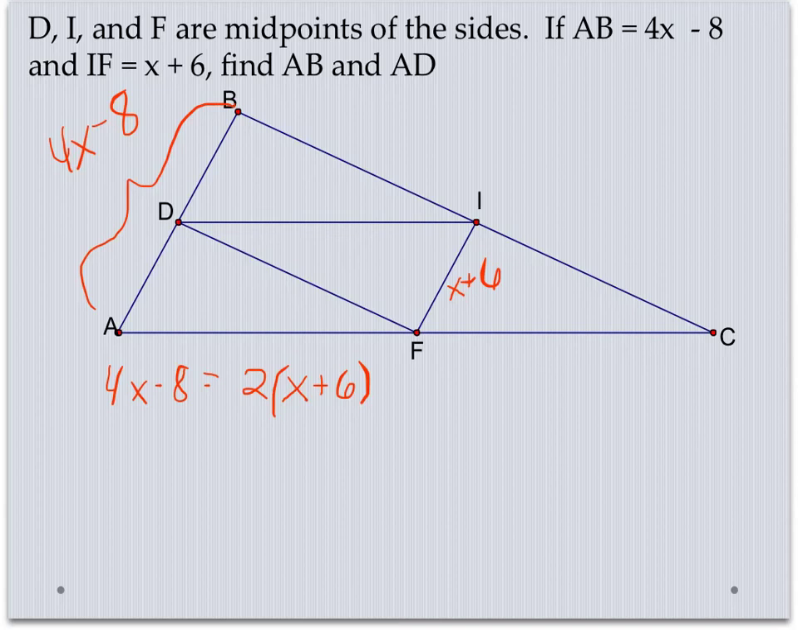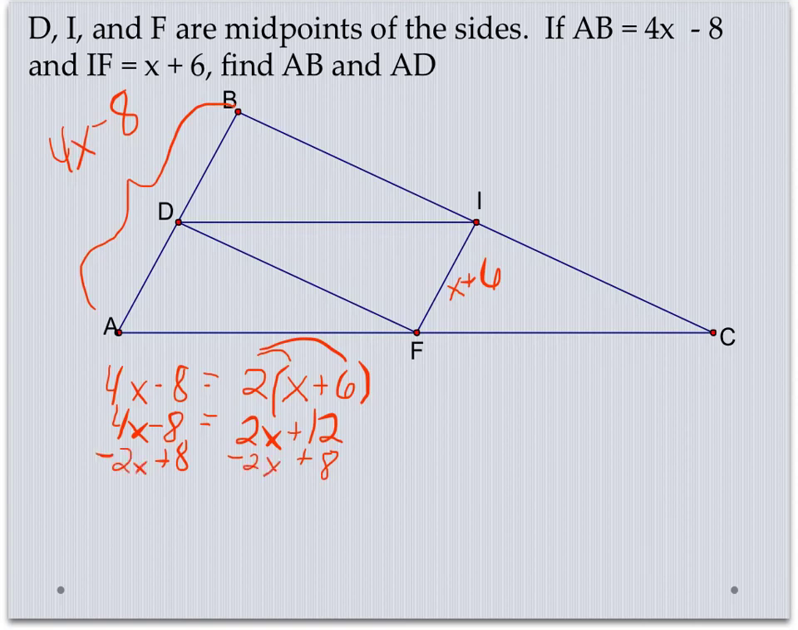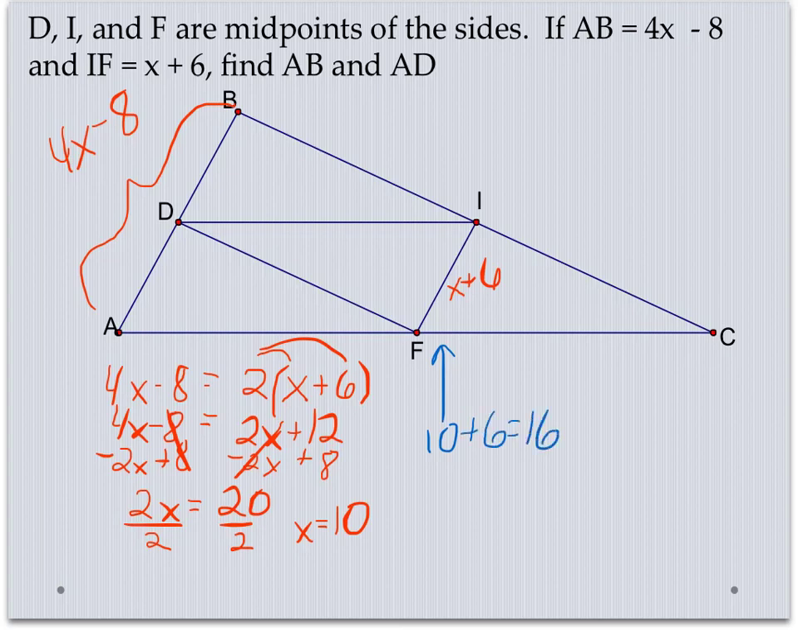Now I have to carry out the algebra and just solve for x. I'm going to distribute the 2 to begin with. 2x plus 12 is equal to 4x minus 8. Now put together your like terms. I'm going to add 8 to both sides, as well as subtract 2x from both sides. 2x cancels, 8 cancels, and we're left with 2x is equal to 20, so x must be equal to 10. Now that I know what x is equal to, I can go ahead and plug this back in. For the midsegment, 10 plus 6 is equal to 16, so IF is 16.